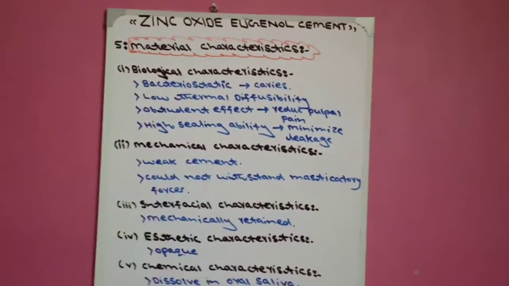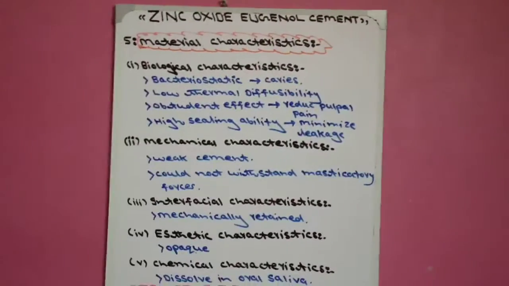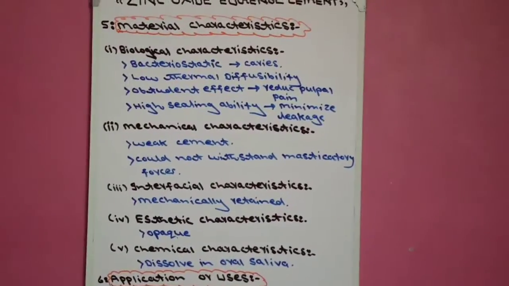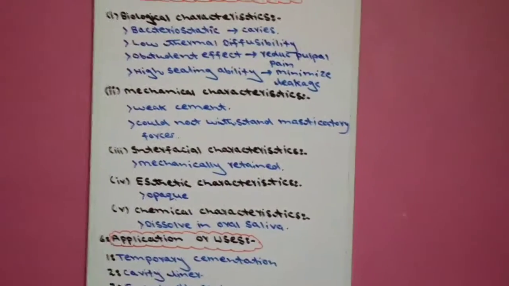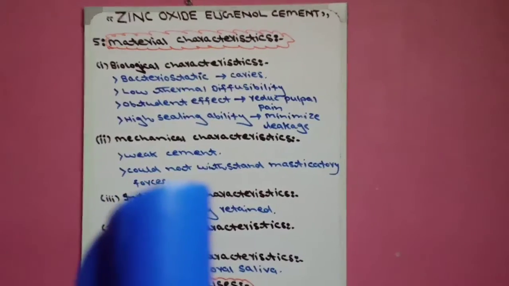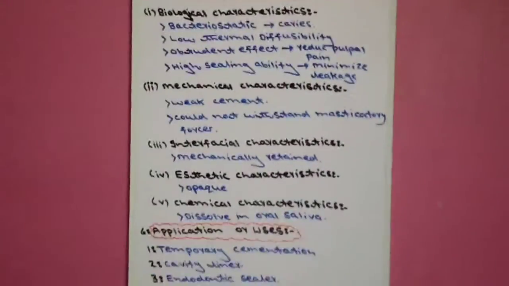Fourth is high sealing ability. Zinc oxide eugenol has high sealing ability, therefore there will be minimized leakage on zinc oxide eugenol filling. Now after biological characteristics, second is mechanical characteristics. Mechanical characteristics mean when force is applied. Mechanically, zinc oxide eugenol cement is a weak cement, and could not withstand masticatory forces. This is mechanical characteristics.